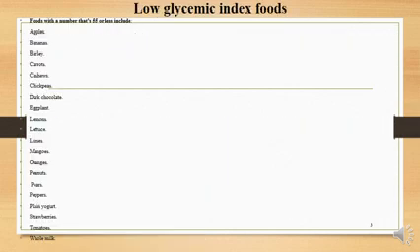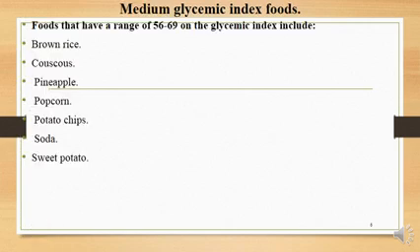So low glycemic index foods with a number that's 55 or less include apples, bananas, barley, carrots, cashews, chickpeas, dark chocolate, eggplant, lemons, lettuce, limes, mangoes, oranges, peanuts, pears, peppers, plain yogurt, strawberries, tomatoes, and whole milk. These are foods that have low glycemic index, with number 55 or less.